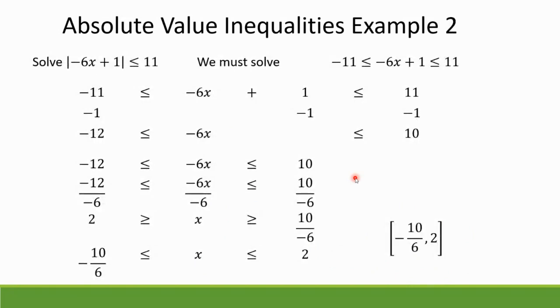Okay, here's another one. So here we have the absolute value of negative 6x plus 1 is less than or equal to 11. And again, there's only really 2 inequalities you have to solve from here. Because from here you get these two. You get negative 6x plus 1 less than or equal to 11, and negative 6x plus 1 greater than or equal to negative 11. You only have these 2 inequalities to solve.